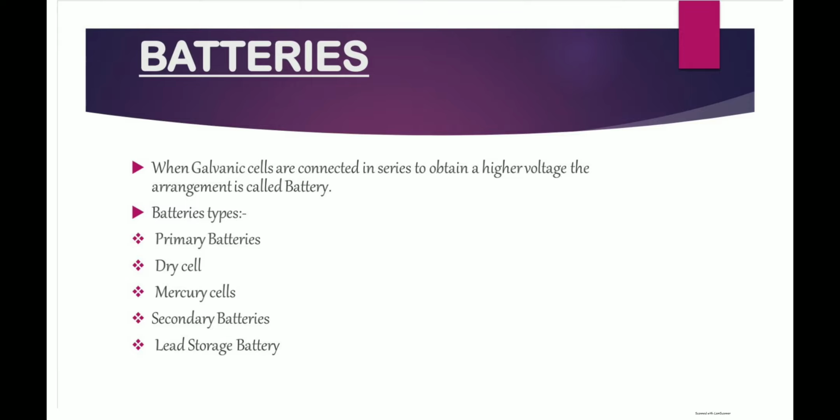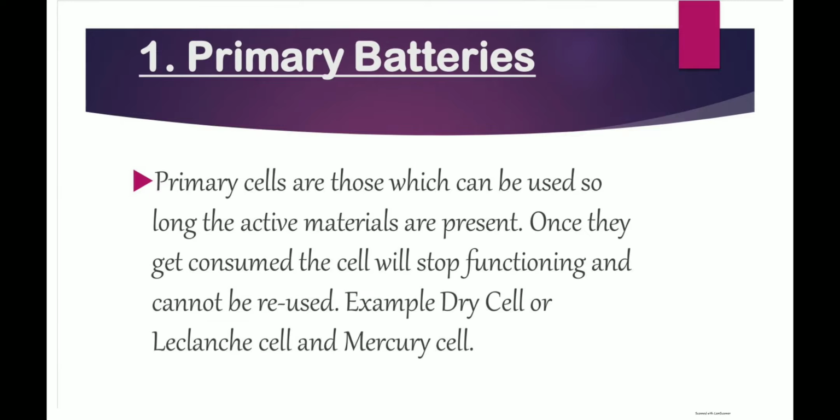So what are primary batteries? These are the batteries which can be used so long the active materials are present, or the reaction occurs once and the battery then becomes dead after use over a period of time and can't be reused. It is also called a primary voltaic cell. Examples of primary batteries are the dry cell and the mercury cell.